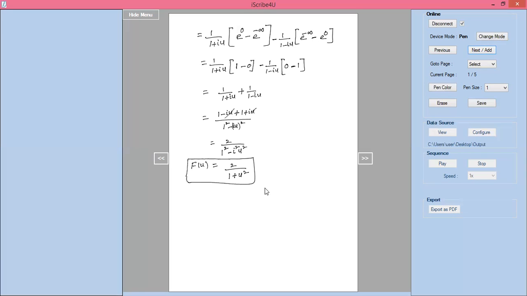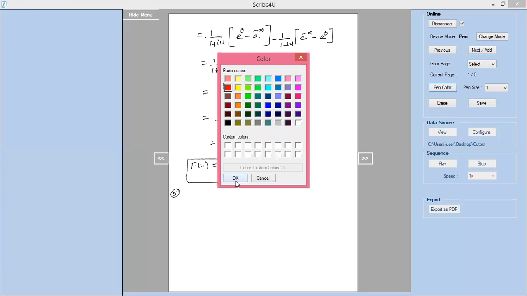Next, one more problem we will do in the Fourier transform. In these 5 problems, compulsorily 1 question will come for examination. Fifth problem in Fourier transform.